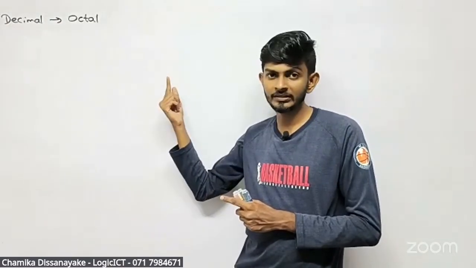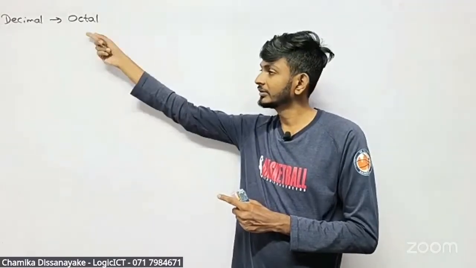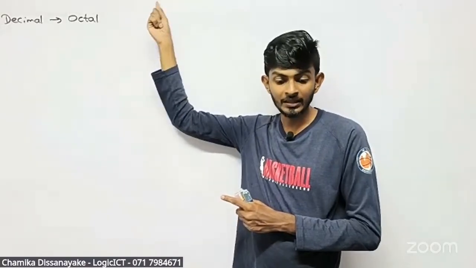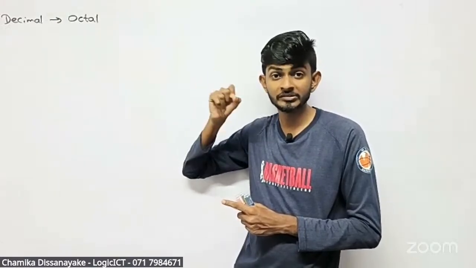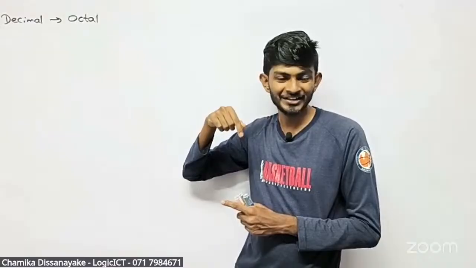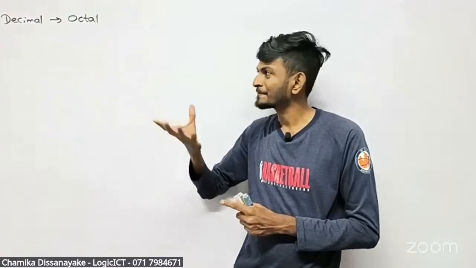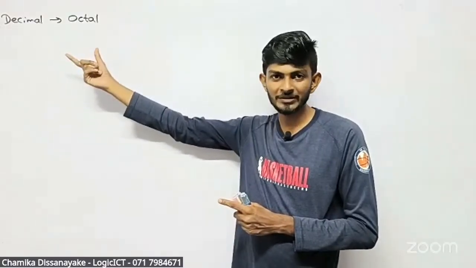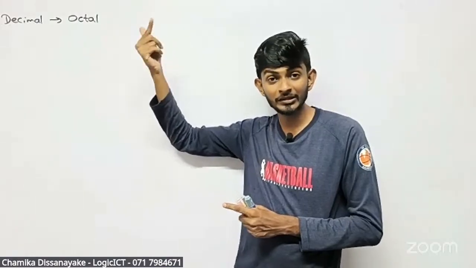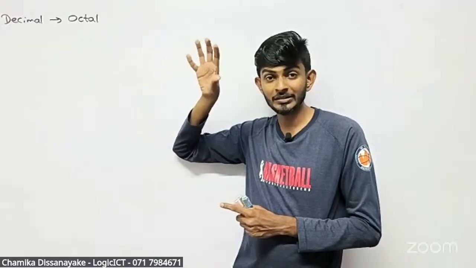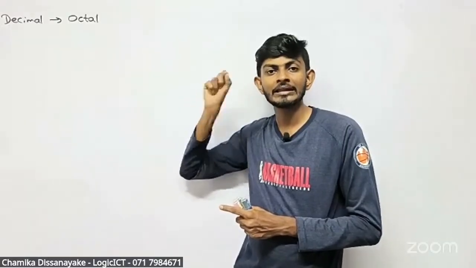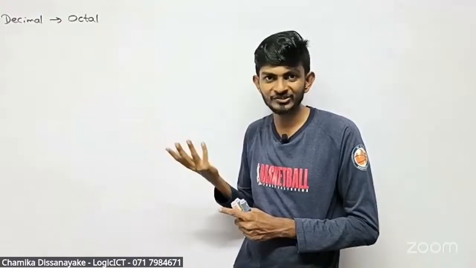The other thing is converting decimal numbers into hexadecimal. Hexadecimal is what? Base 16, no? That means, very simple, when we have a decimal number and want to convert it into hexadecimal, what we have to do is divide the decimal number by 16 and keep the remainders. Very easy, no?